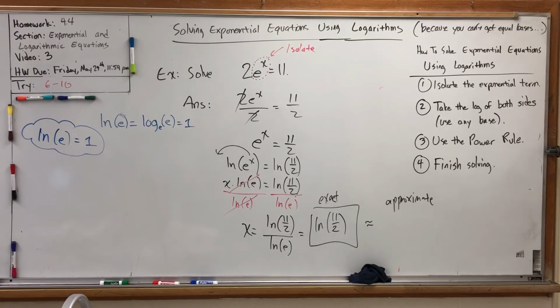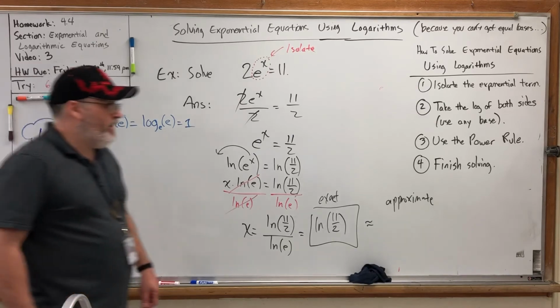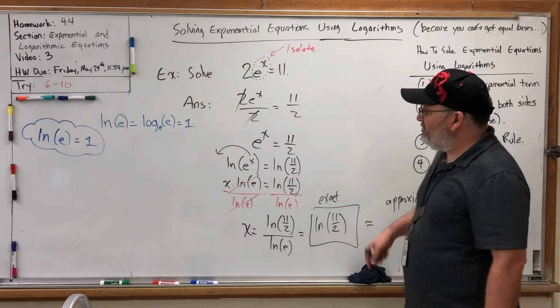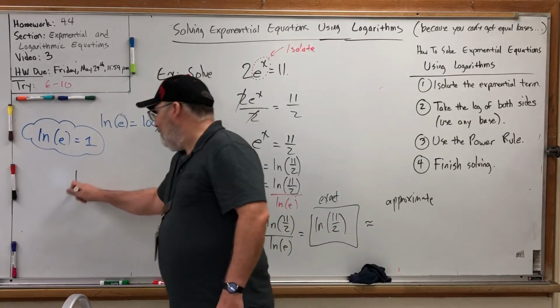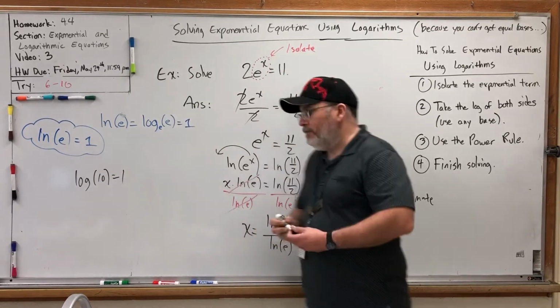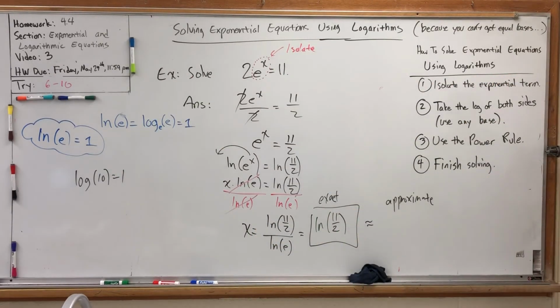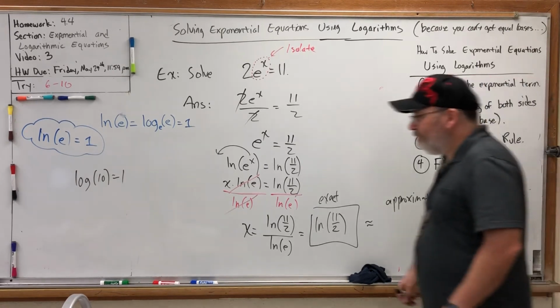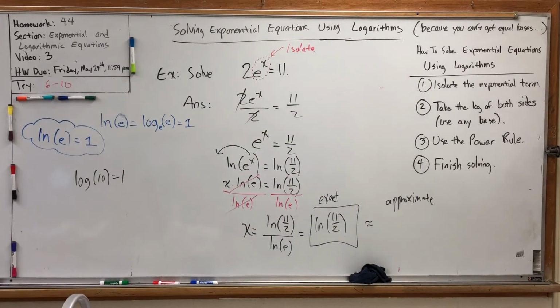Now we're going to do another example, but it's going to follow mostly the same protocol. Isolate the exponential term, take the log of both sides, use any base. I would use ln. The only exception is if the base was 10, then I would use log. Why? Because log of 10 is 1, for the same reason that natural log of e is 1. Once you've taken the log of both sides, use the power rule to remove the exponent, and then finish solving for the x. We'll take a look at another example in the next video. I will warn you that the next example will bring up a blast from the past.